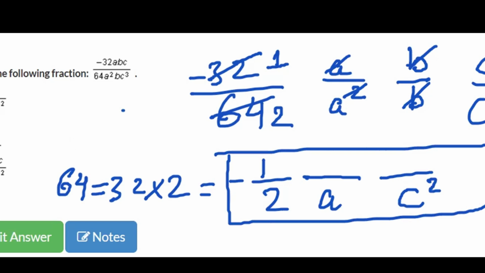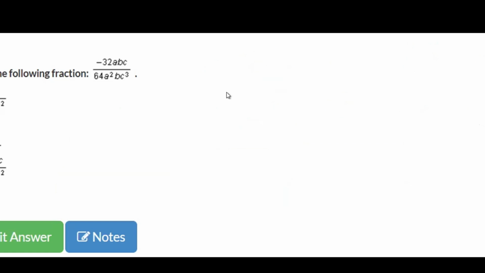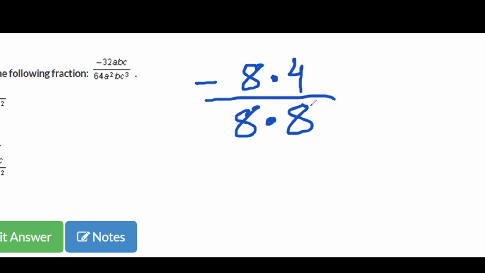Number 3, C. I want to show this for you. Like we said, negative 32 divided by 64. 32 is already 8 multiplied by 4, correct? And 64 is 8 multiplied by 8, correct? This 8 can cancel out with this 8, correct? And 4 divided by 4 equals 1, and 4 divided by 2 equals 2. So it is 1/2.